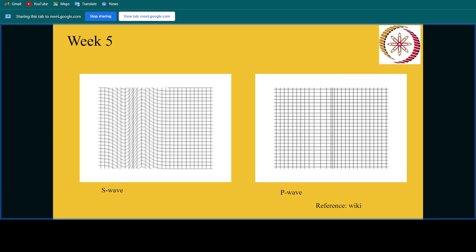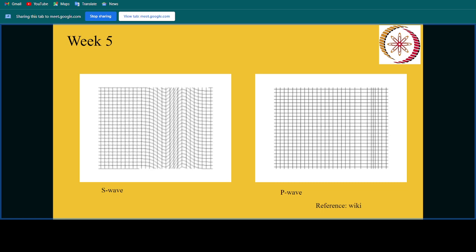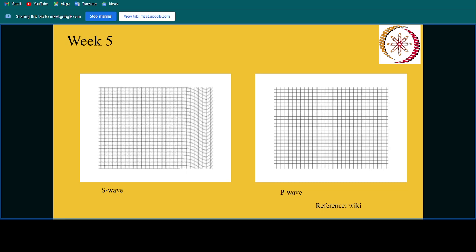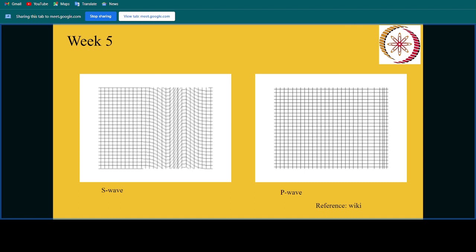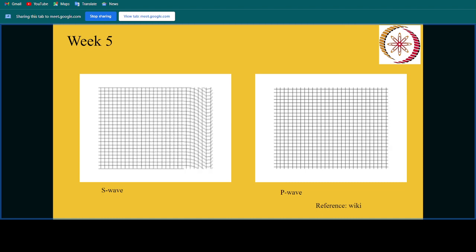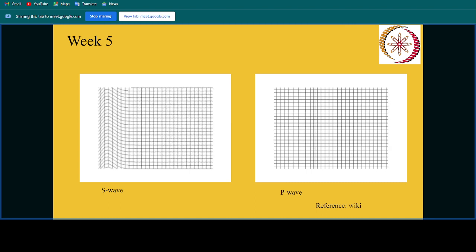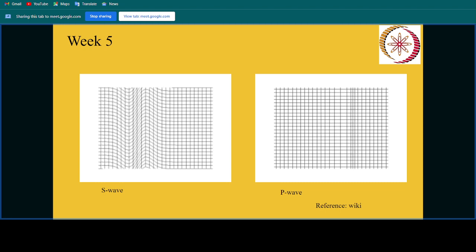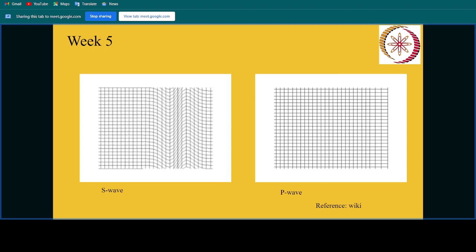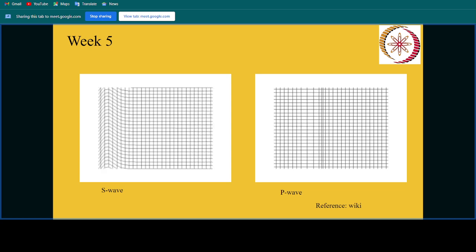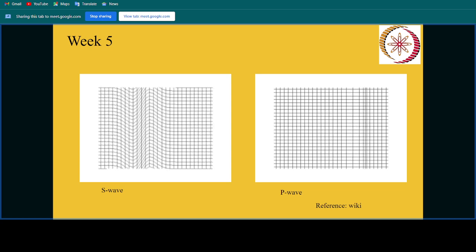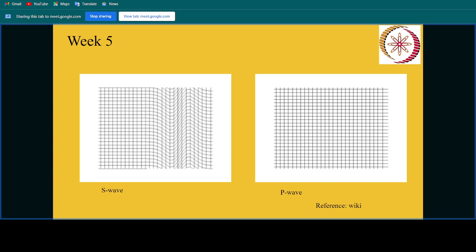Okay, so this is compression wave, this is obviously shear wave. This can move through solid and liquid. It can only move through solids only.